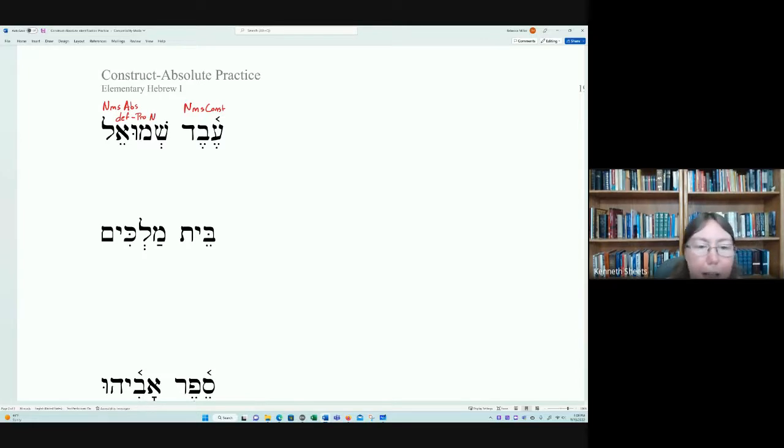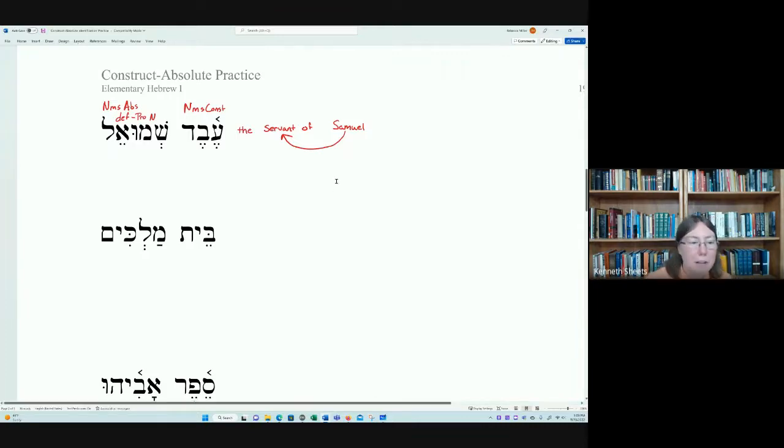And so thus, Eved, servant of, and then Shemuel, Samuel, being a proper name is definite, and thus makes servant definite. So the servant of Samuel.